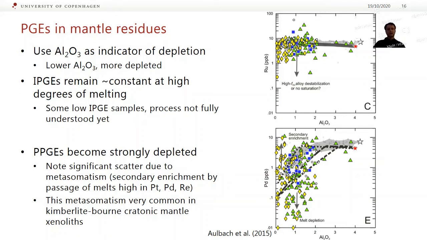There is a fair bit of scatter because of metasomatism, so this is a secondary enrichment process where melts passing through dump a bit of palladium as they go. And this kind of metasomatism is very common in kimberlite-borne cratonic mantle xenoliths. But on the whole, we can see that the palladium gets a lot more depleted.